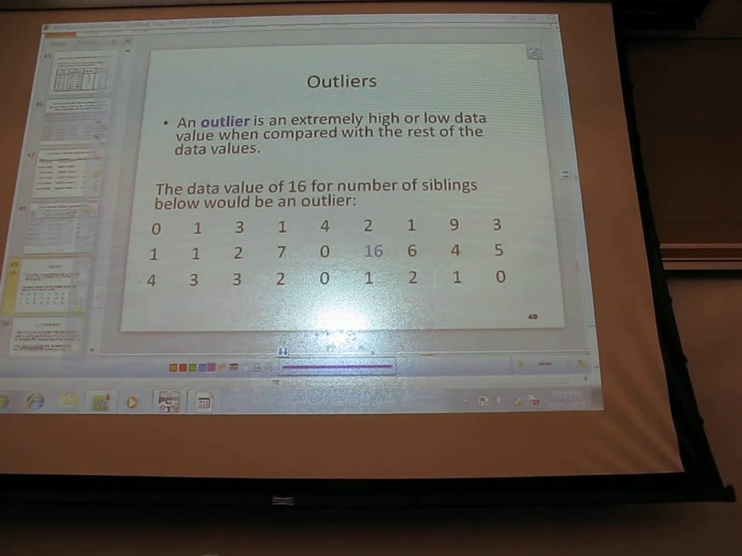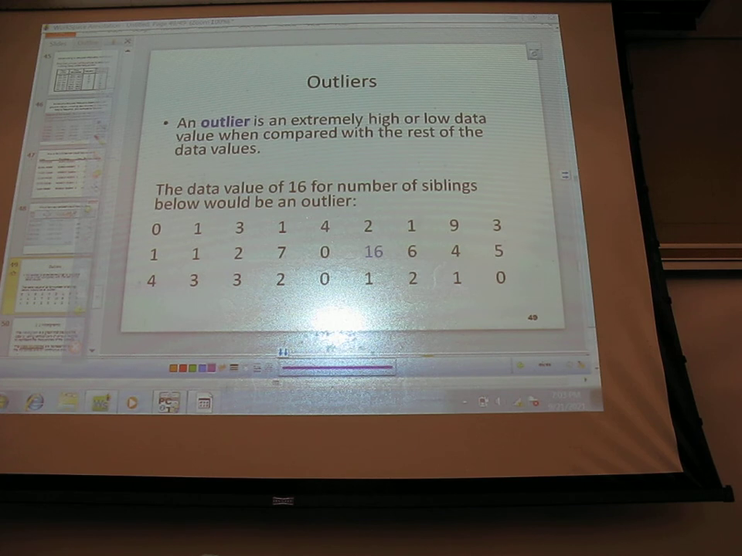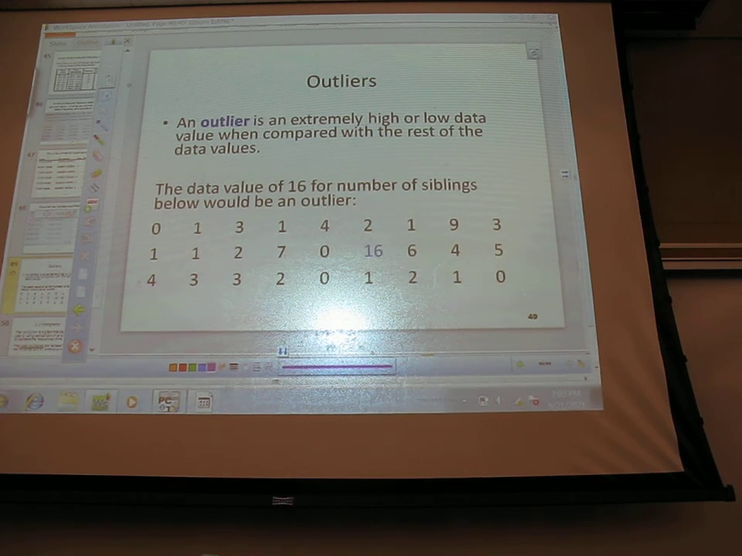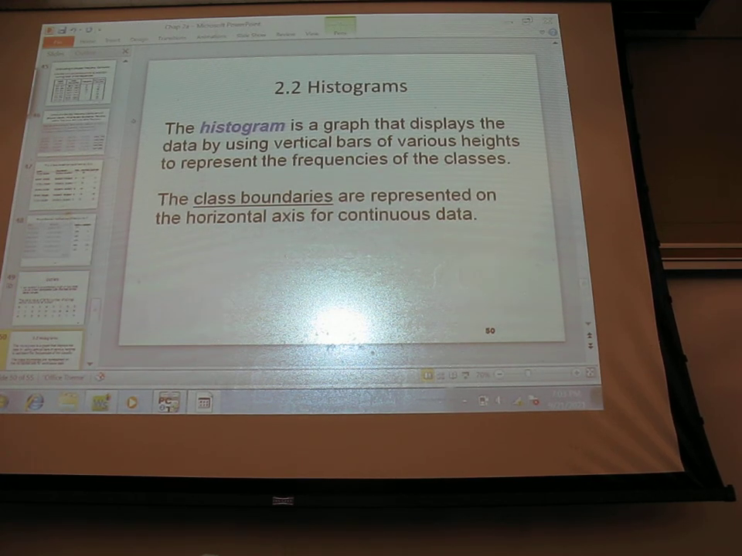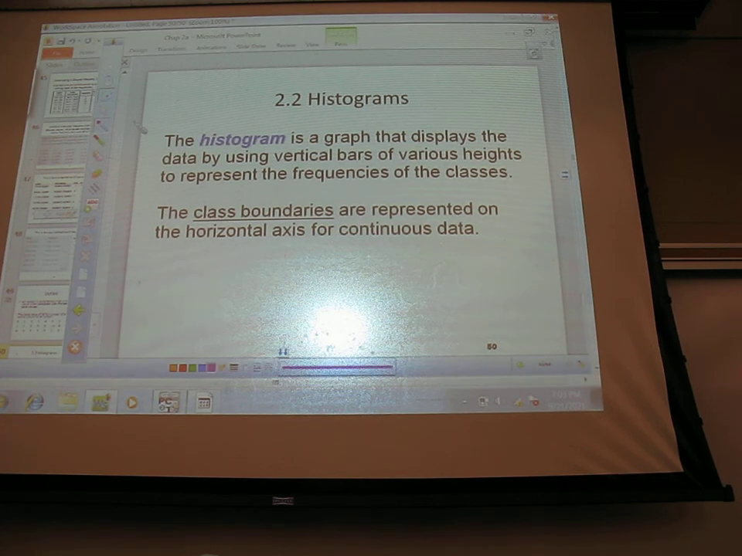Good? Everyone kind of on board with that? We're going to talk more about those in chapter 3, but I wanted to expose you guys to them now. And now we're going to talk about histograms.